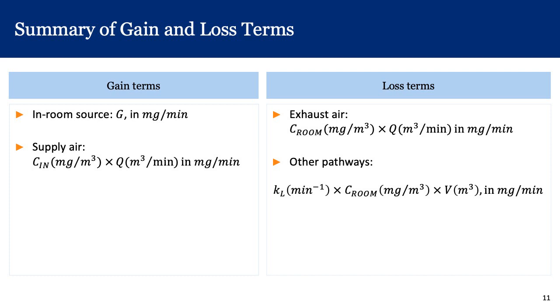What are the loss terms? So we have the air in the room being exhausted by the product of C room times Q, again in units of milligrams per minute. And then the loss due to other pathways such as adsorption, chemical reaction, or particle settling. Product of k_L times C room times V. And this also has units of milligrams per minute.